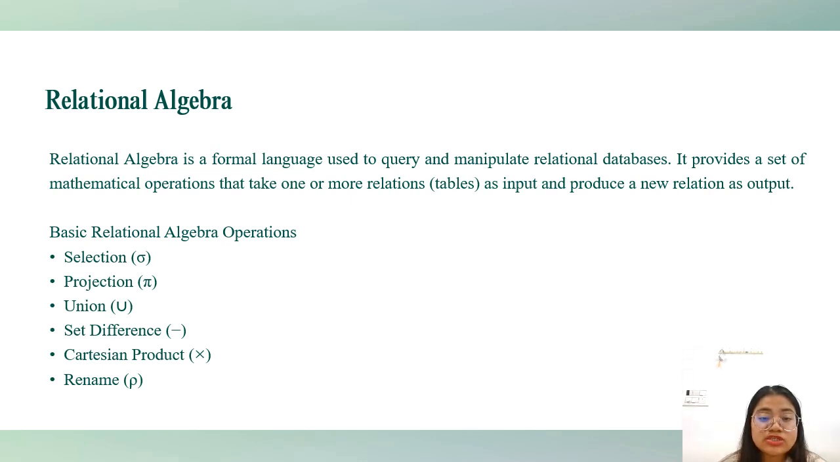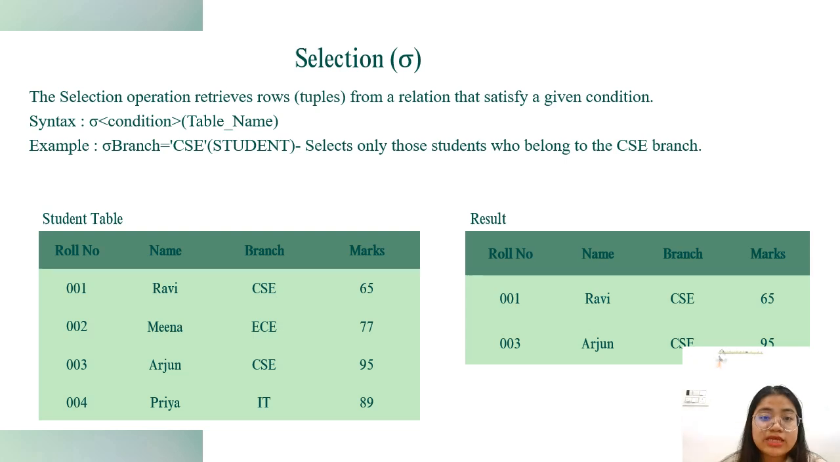Some basic relational algebra operations are selection, projection, union, set difference, Cartesian product and rename. Selection is the type of operation where it is going to display only the specific rows which follow a specific condition. For example, here we are going to give the condition as the branch should be CSC from the student table. So it's only going to select the students who belong to the CSC branch.